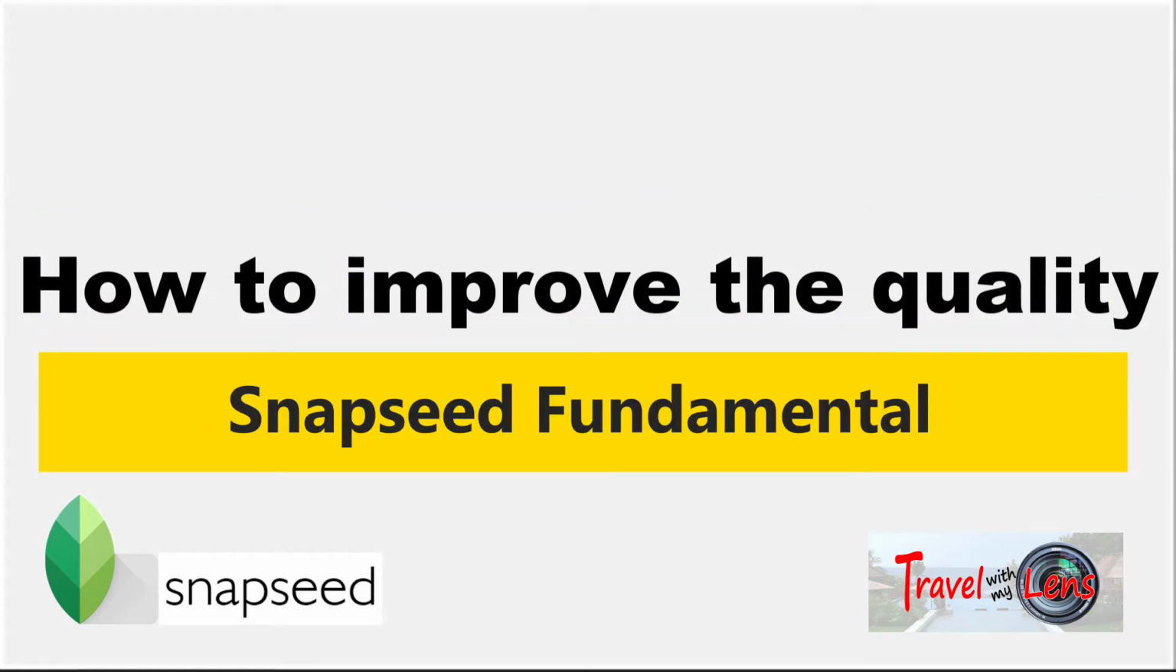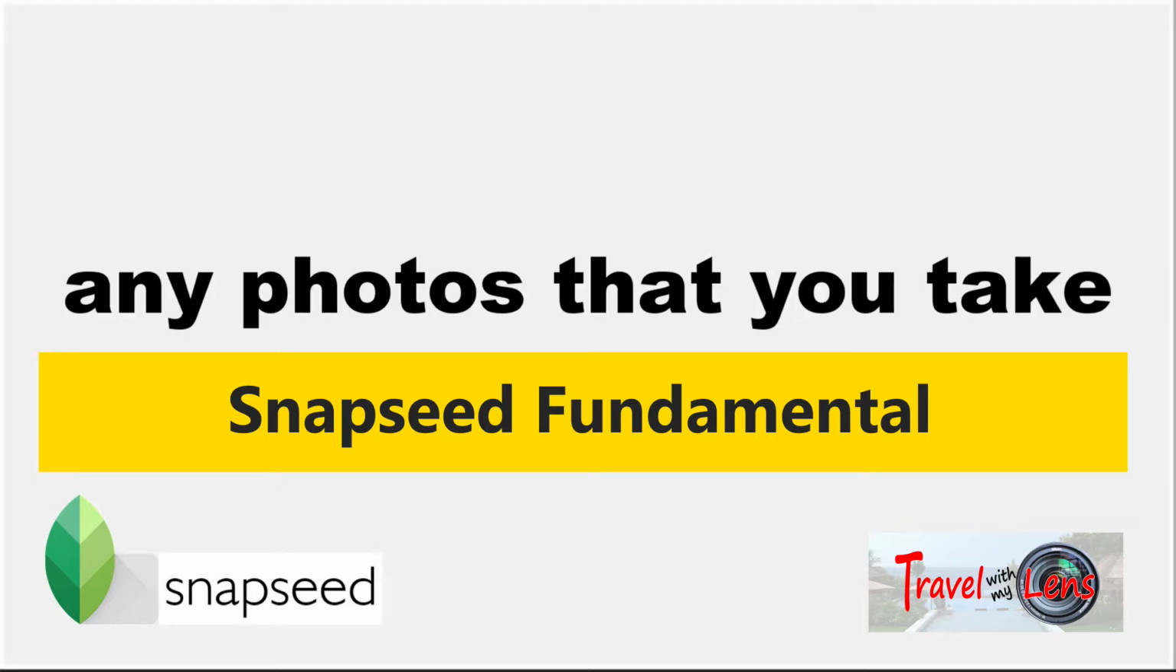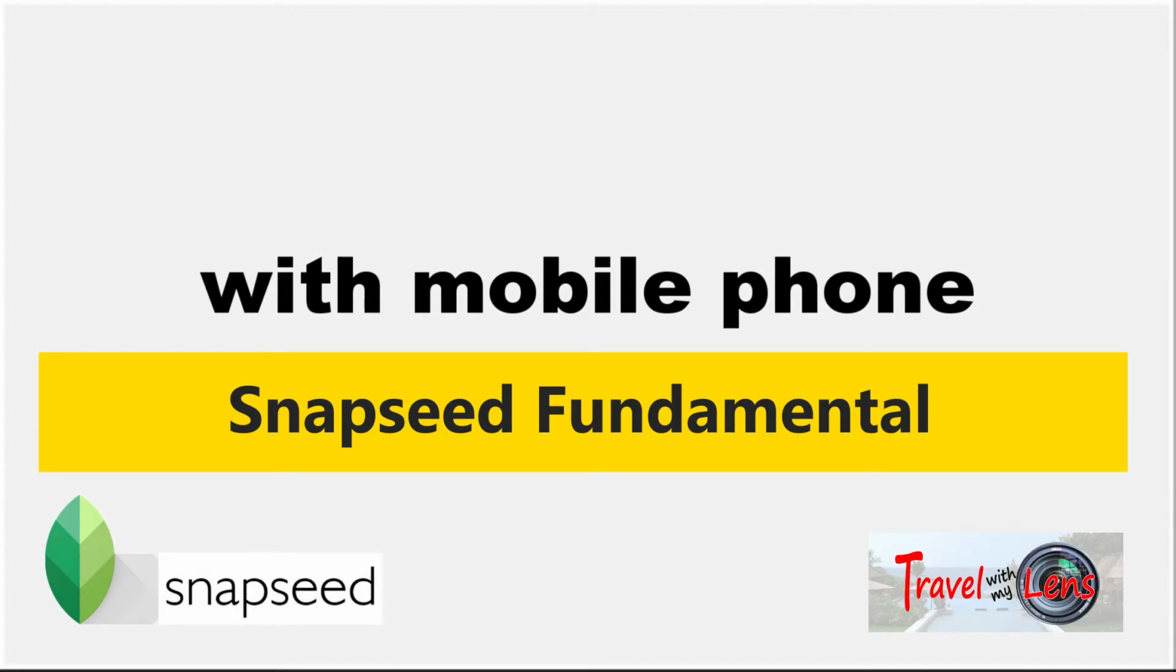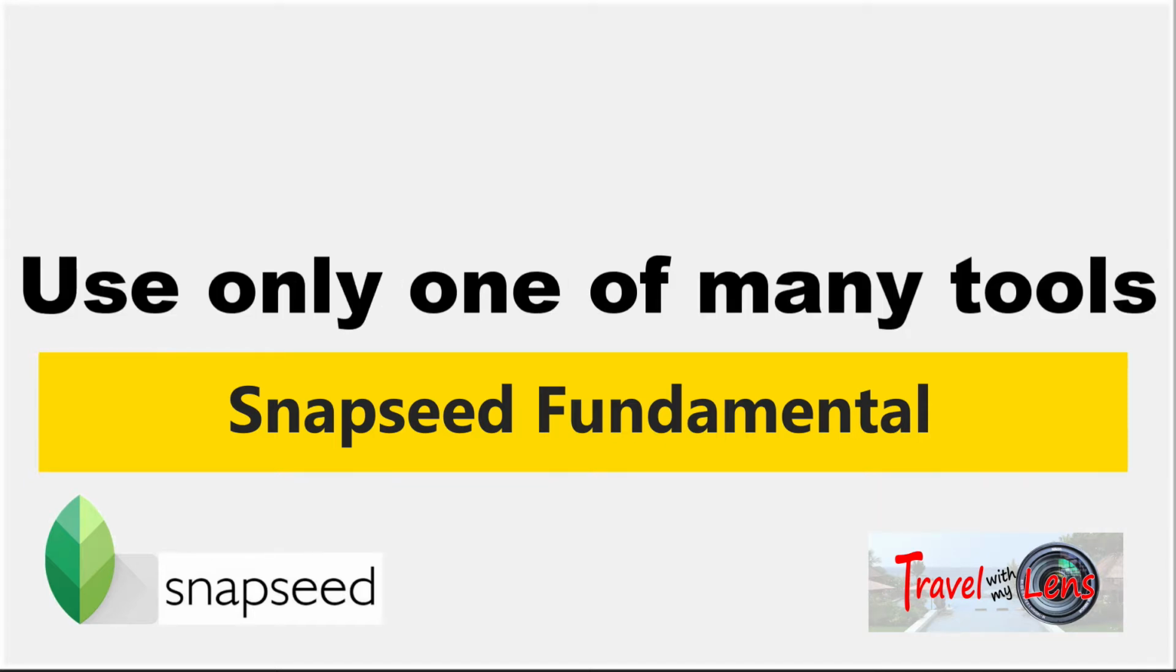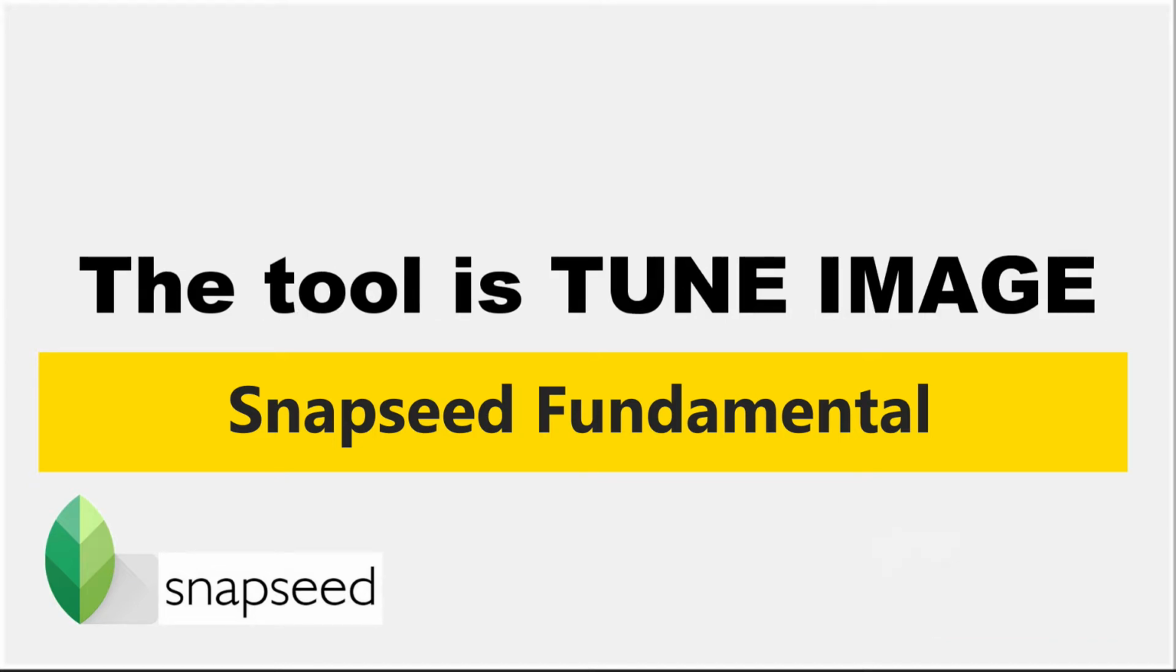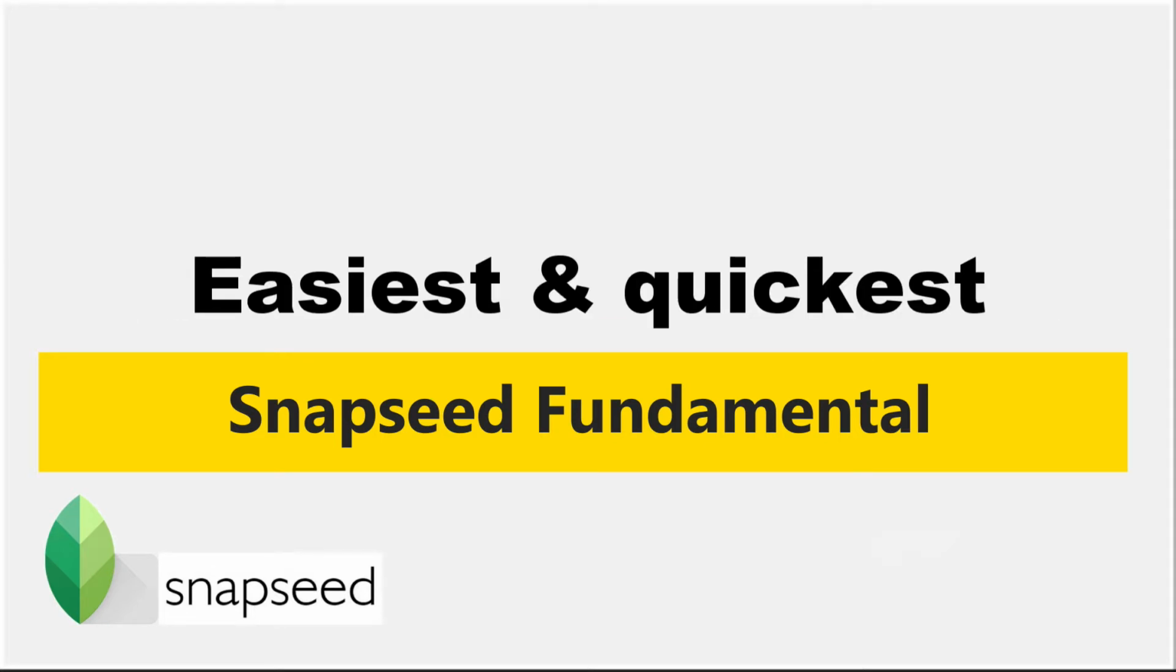In this video, I want to show you how to drastically improve the quality of any photos that you take by using a mobile phone. I'm going to use a free photo editing app called Snapseed. I will focus on just using one of the most common tools in Snapseed. What I'm referring to is the tool called Tune Image. It is the easiest to use and it's going to give you the most results in the shortest time.